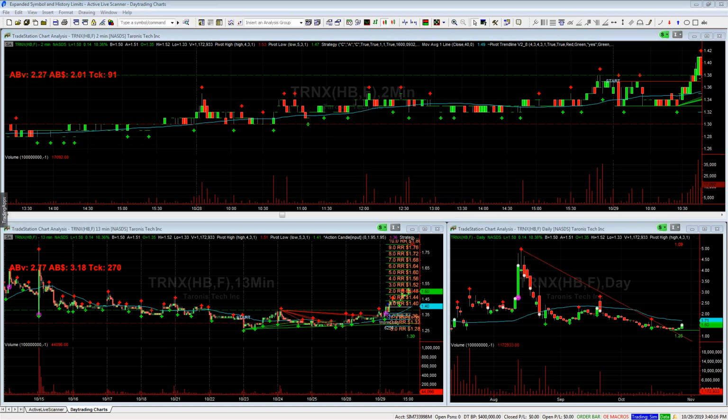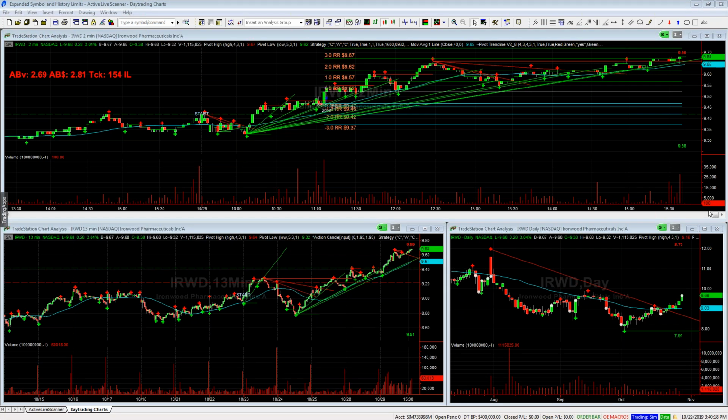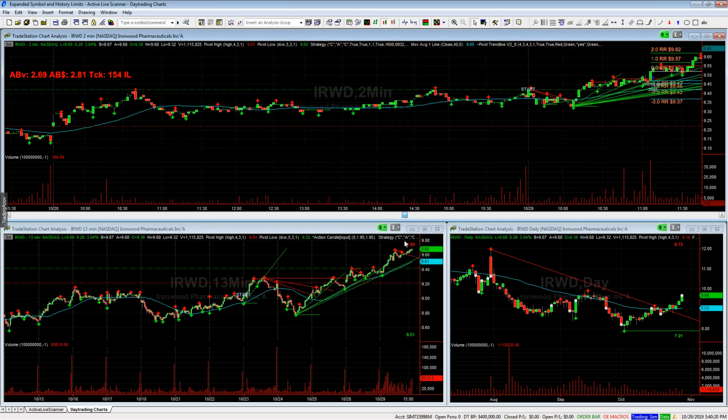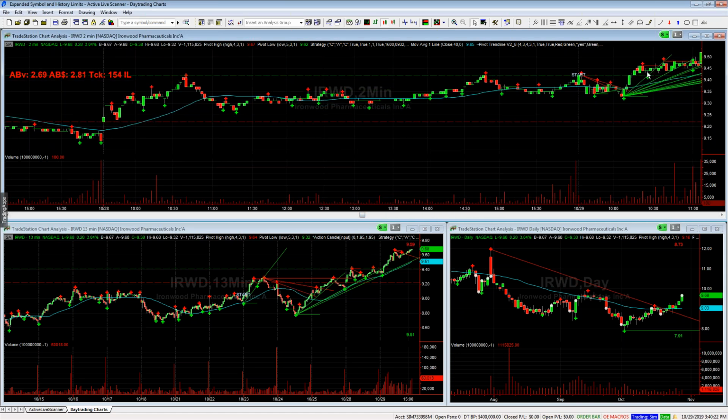Next up is IRWD. IRWD, you can see surprising the market, nothing going on, gets alive, abnormal volume, no resistance on the 13, no resistance on the daily, so that's a 7, maybe even better.